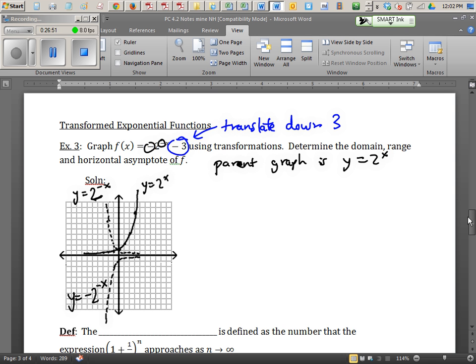Okay, the asymptote was originally on the x-axis, but that has dropped down 3 spaces. So now it's right here, see? This is my horizontal asymptote at y equals -3. So that's been moved. By the way, asymptotes always move with the graph, okay? And now I've got to drop all my points by 3 spaces. Okay, so it's going to look like this.